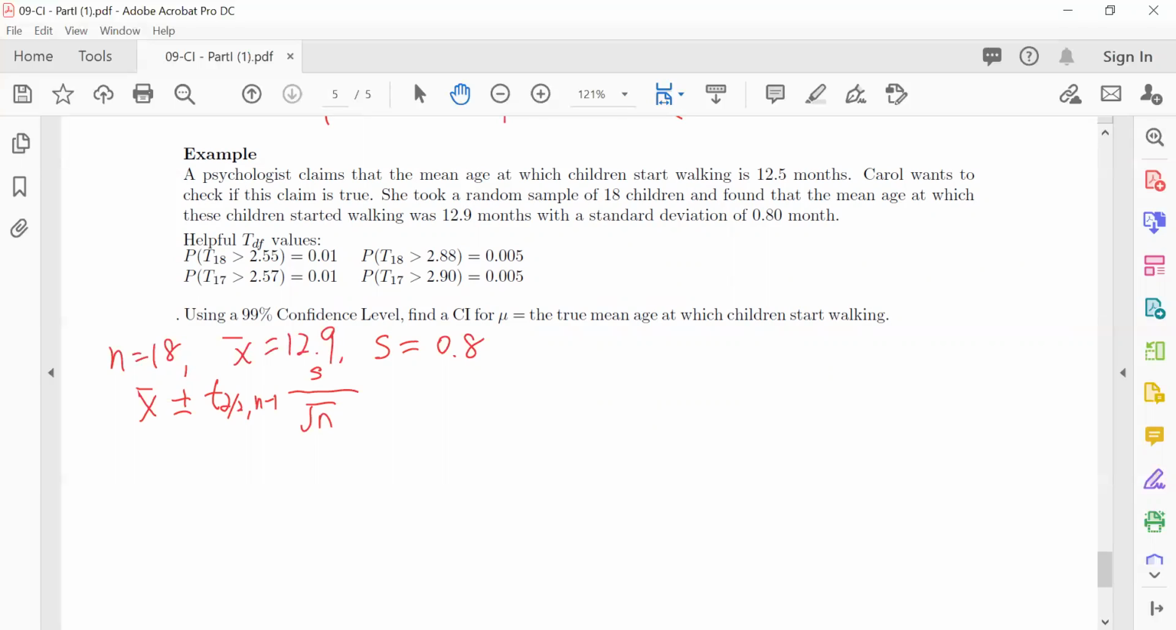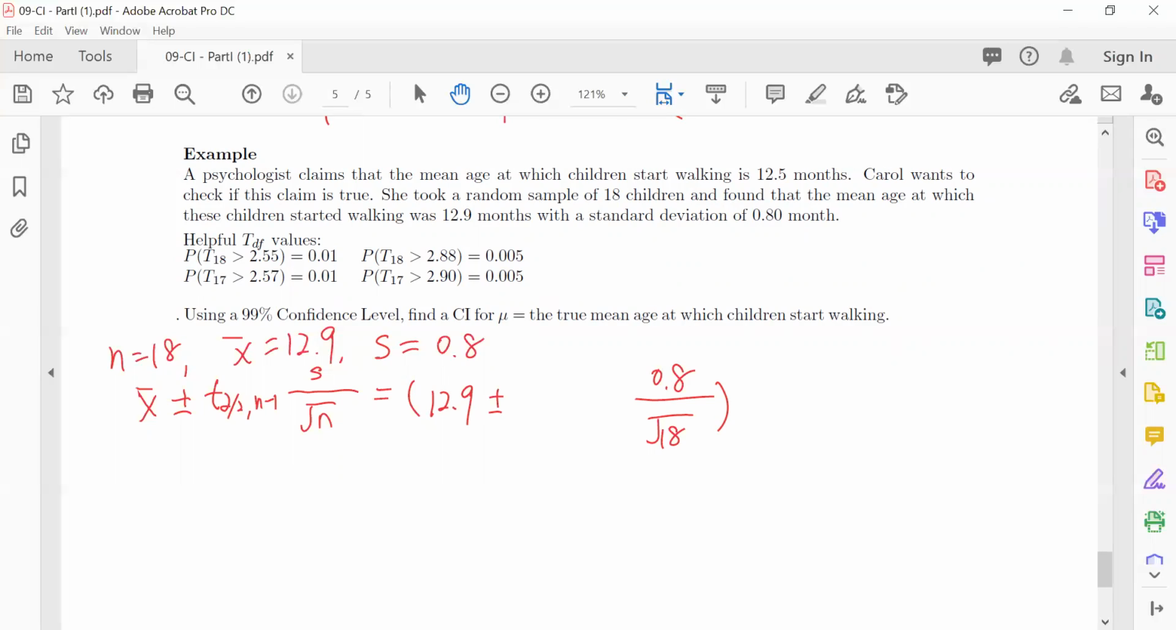Square root of n. Because we don't know the population standard deviation, we are going to use this t formula. So you plug in the numbers, we got 12.9 plus or minus t times 0.8 divided by square root of 18. The only thing left unknown is this t-score here. Now, usually what we are going to do is refer to the table or StatCrunch to find this number, right? But in this case, it's actually provided to you.